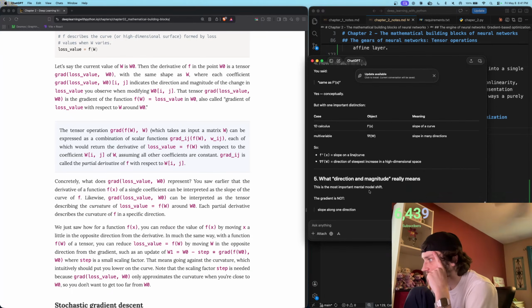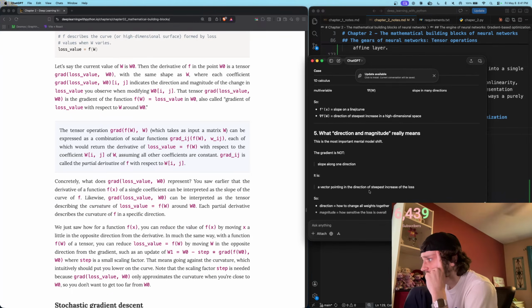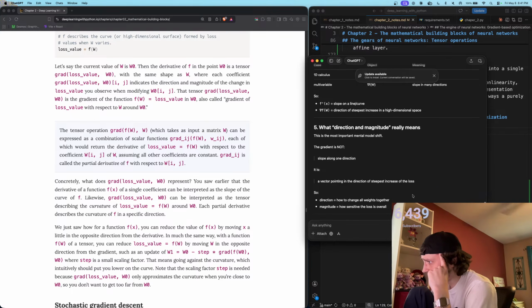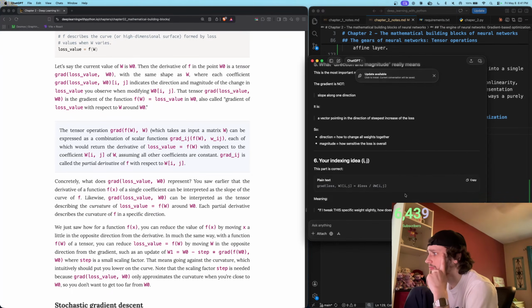What direction and magnitude really mean? The most important model shift. It is a vector pointing in the direction of the steepest increase of the loss. So direction equals how change of all weights together. Magnitude is how sensitive the loss is overall.